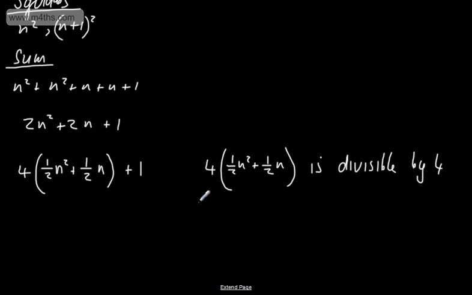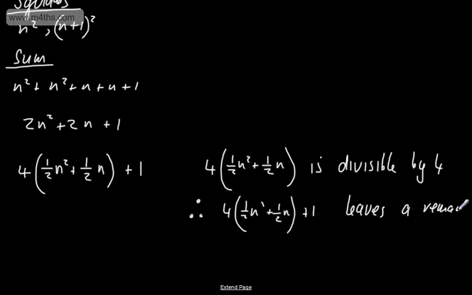Therefore, now this statement right here has a remainder of 1. So now let's put that 1/2 n squared plus 1/2 n plus 1 leaves a remainder of 1 when divided by 4. And I conclude with my statement in the question.